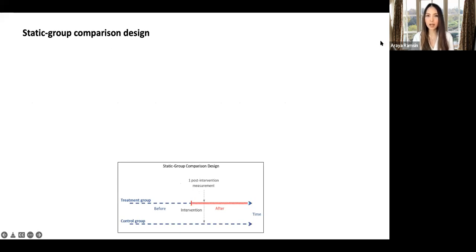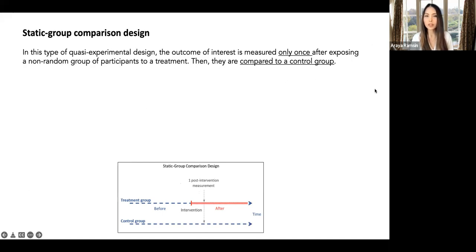Now let's look at the second type of quasi-experimental design, static group comparison design. In this type of quasi-experimental design, the outcome of interest is again measured only once, after exposing a non-random group of participants to a treatment. Then they are compared to a control group.